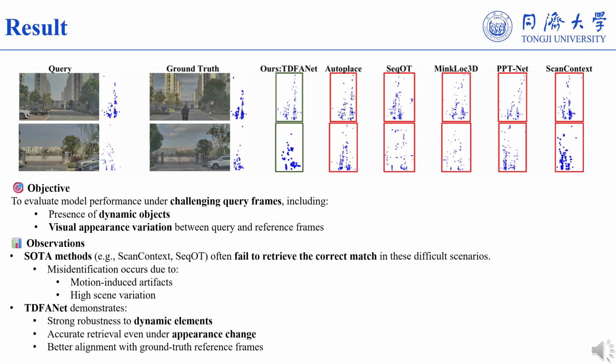We show retrieval results under challenging conditions, such as dynamic scenes or large appearance changes. Existing SOTA methods often fail in these cases, retrieving incorrect matches. In contrast, our TDFANet handles dynamic interference and captures robust features, retrieving the correct reference frames reliably.